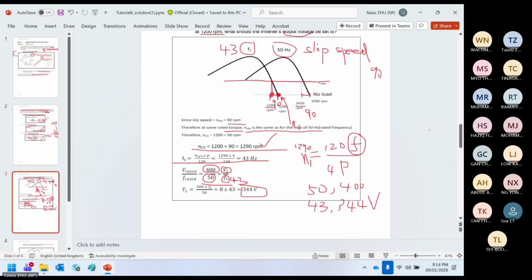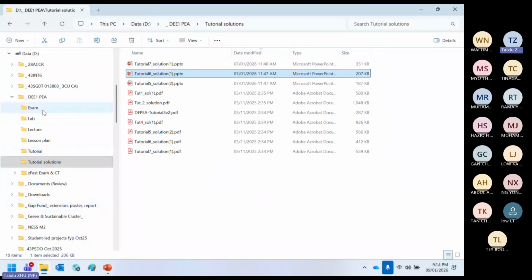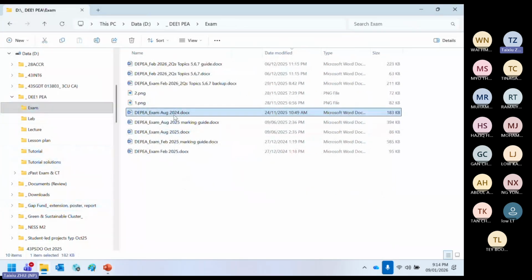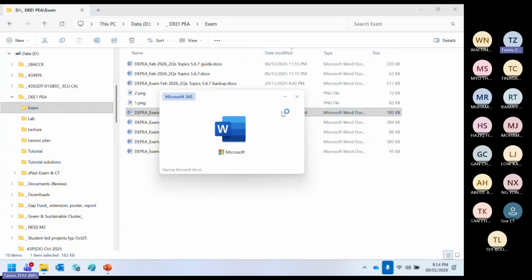Formula given. Which formula? You mean the ratio? Let me see the past paper. Now, by the way, Mr. passed me some past paper marking guide. This one is 2024, right? Yeah, 2024. Let me check what formula is given.